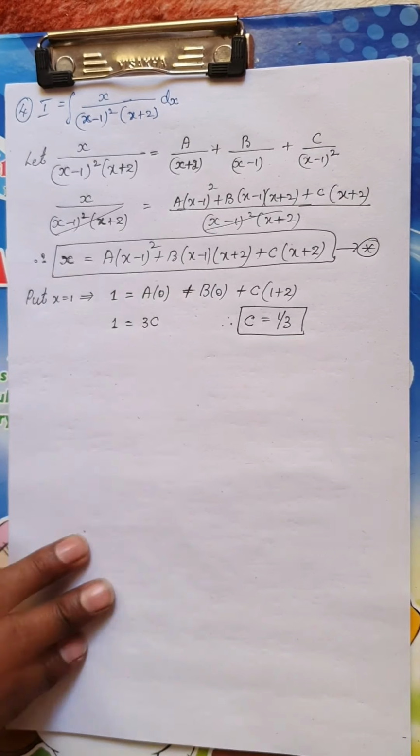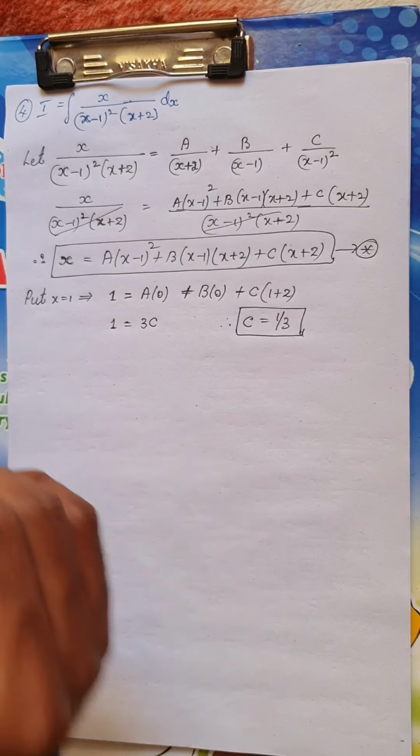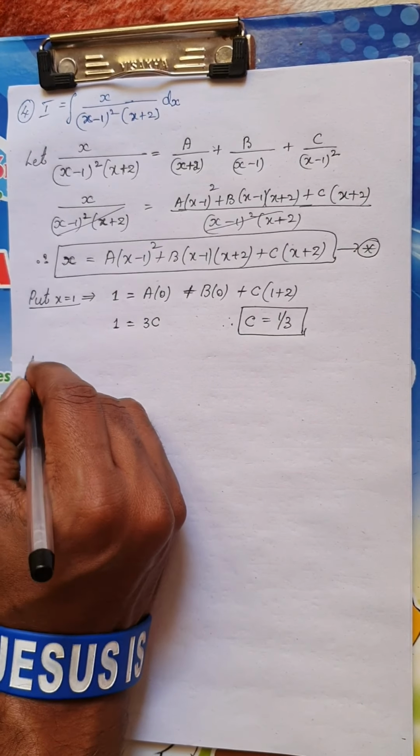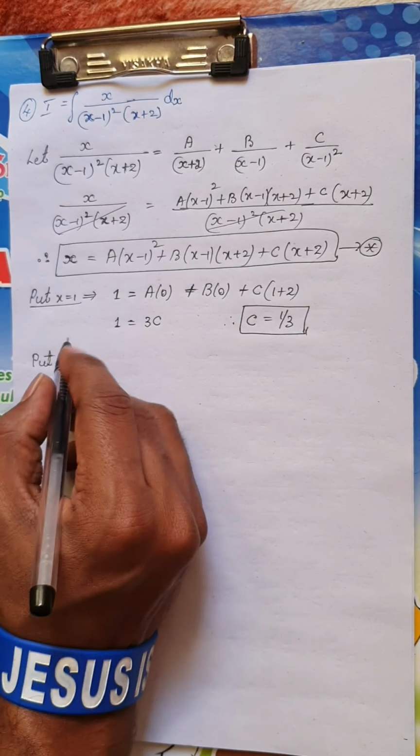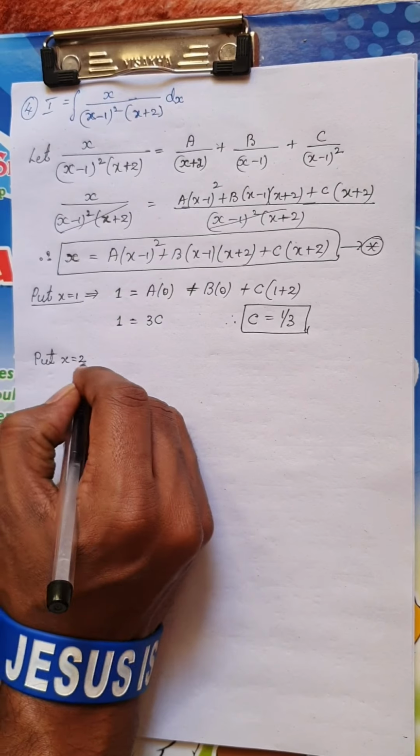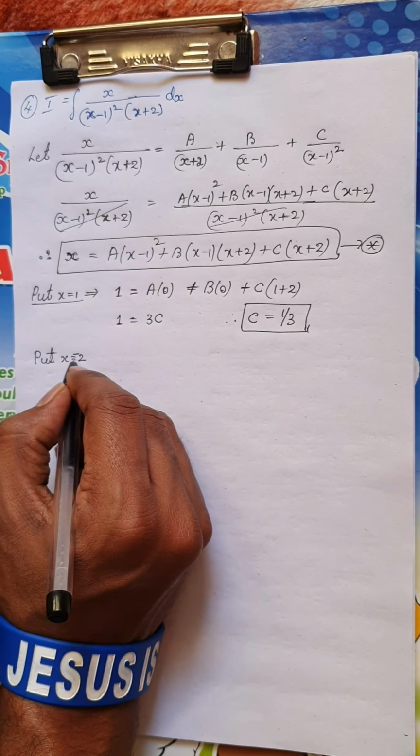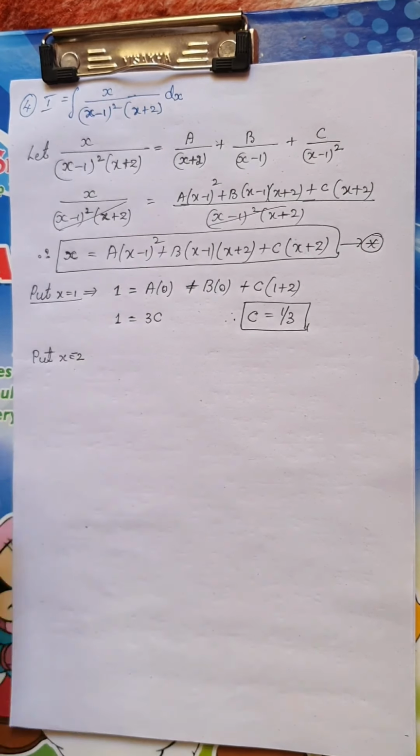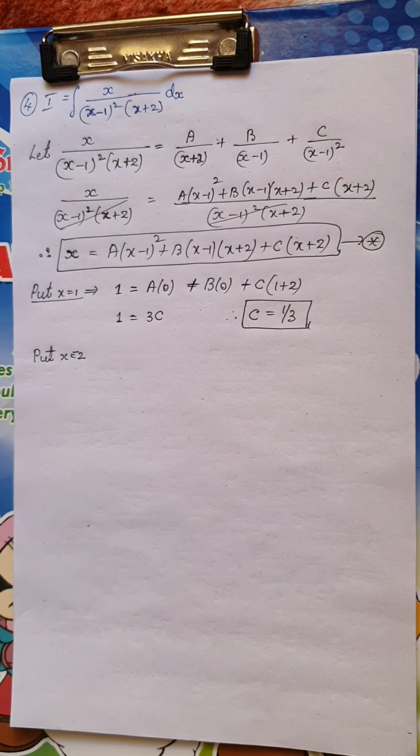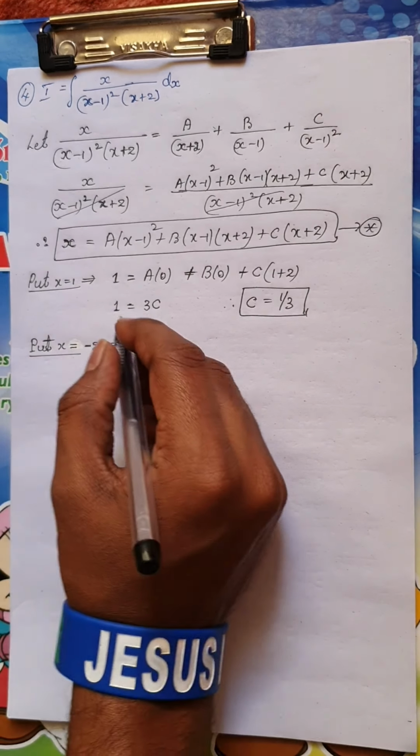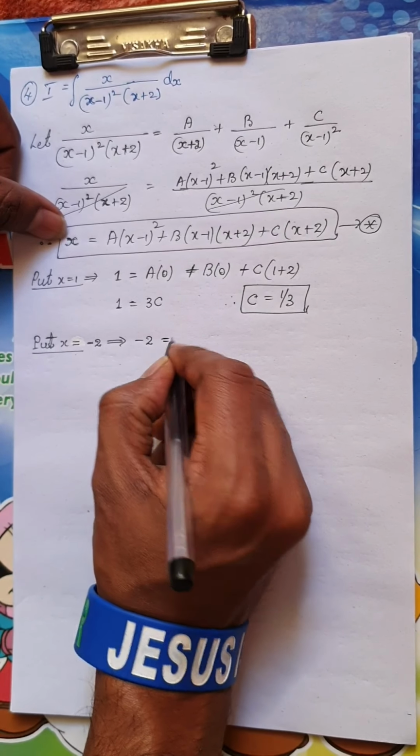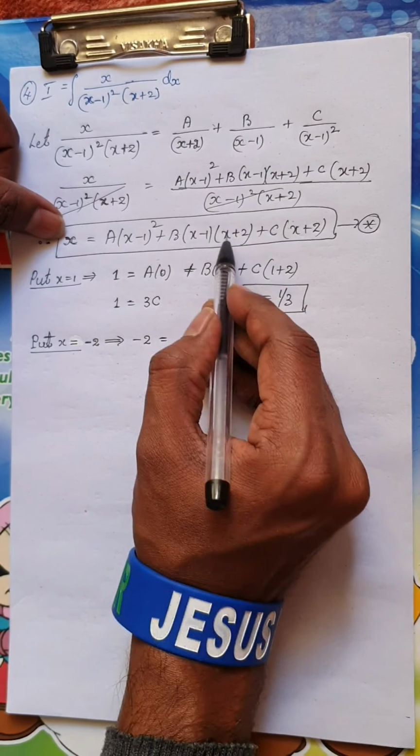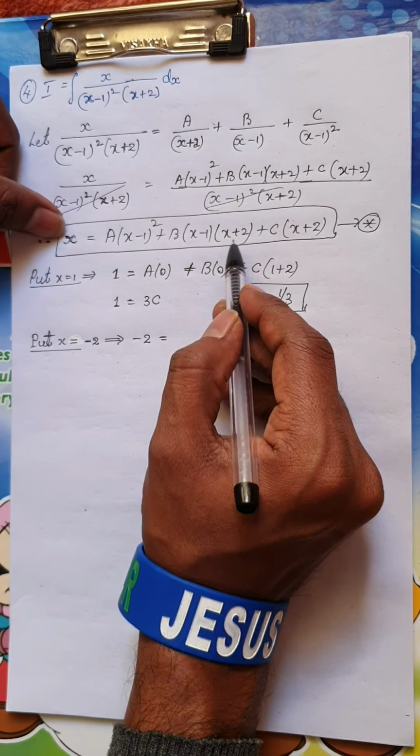So I got the value of c. Now the next substitution would be, I will take the other factor. If I put x plus 2 as 0, we know we have to put x is equal to minus 2. Let me put x is equal to minus 2 and see what happens. If I put x is equal to minus 2, the left hand side becomes minus 2 is equal to, whichever constants have a factor as x plus 2, that becomes 0.